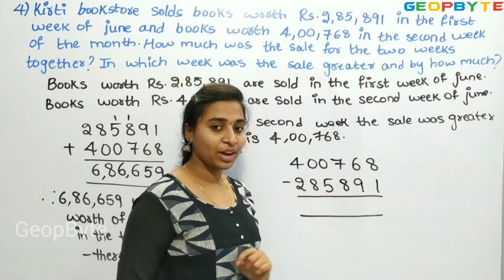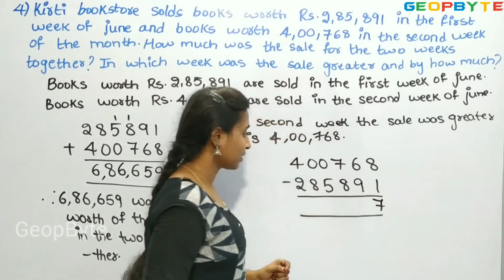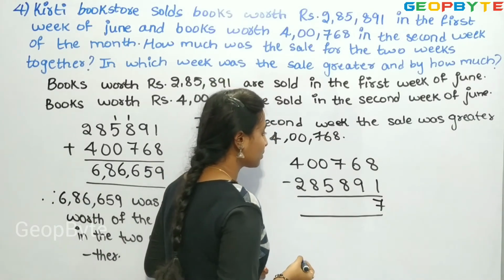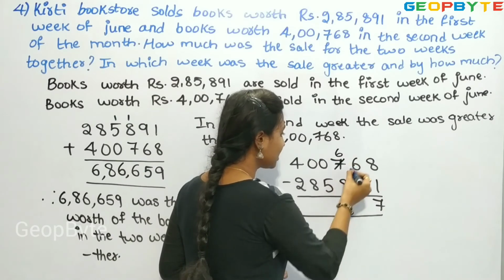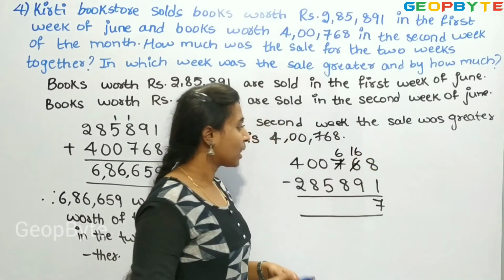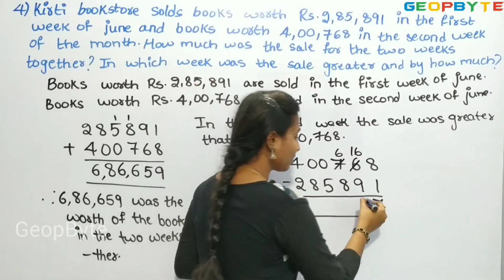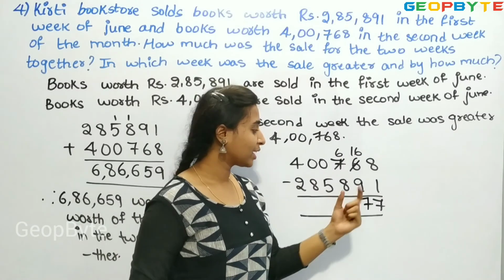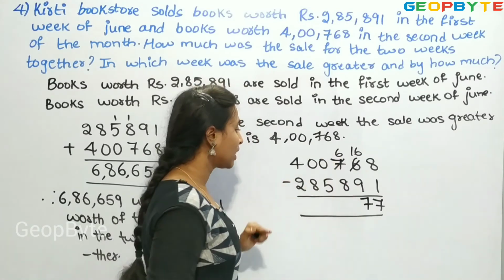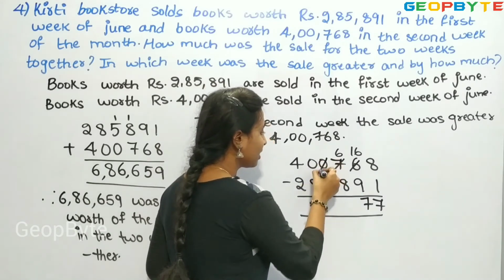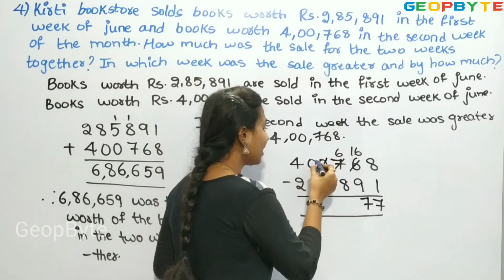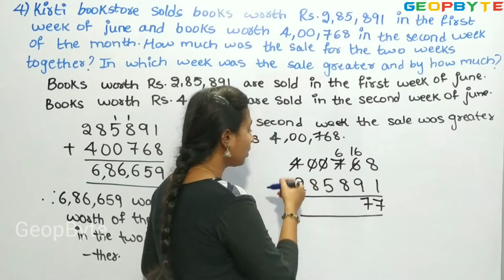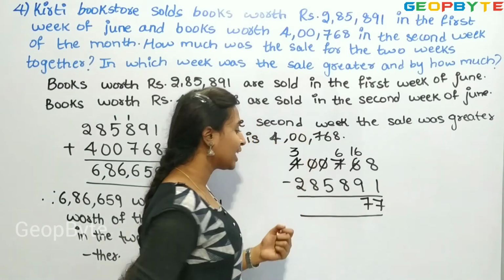Now 8 minus 1, 7. 6 minus 9. We cannot subtract 9 from the number 6. So let us borrow. 7 becomes 6, 6 becomes 16. Now 16 minus 9 is nothing but 7. 6 minus 8. See, we cannot subtract 8 from 6. So let us borrow from the 0. See, 0 means we cannot borrow. Again let us go ahead. Here also we have 0. So we cannot borrow. We come to 4. Now 4 becomes 3. Right?